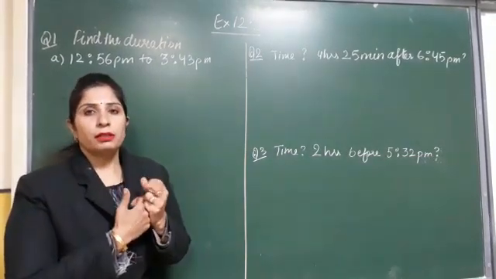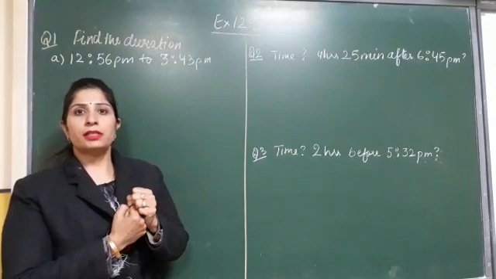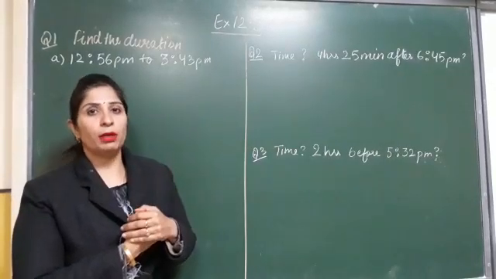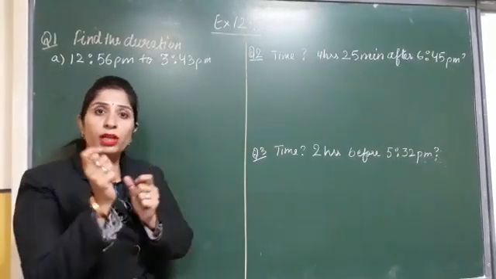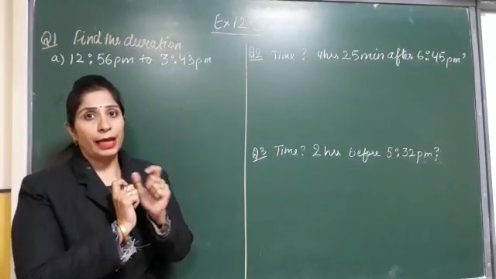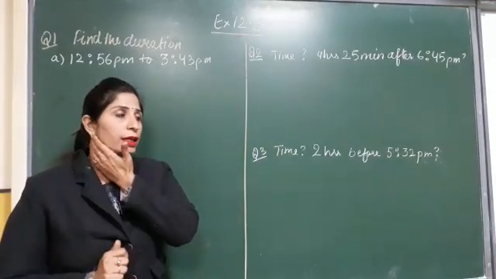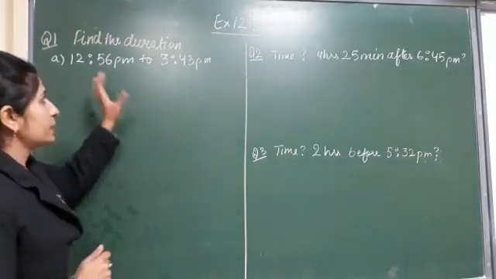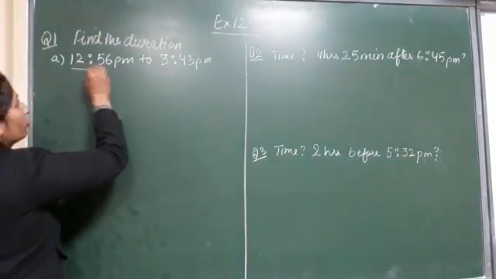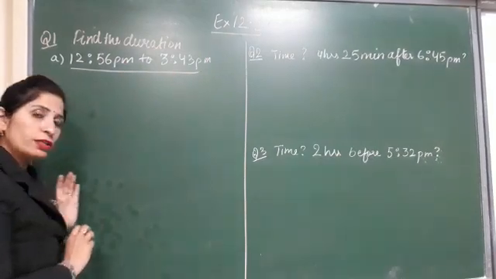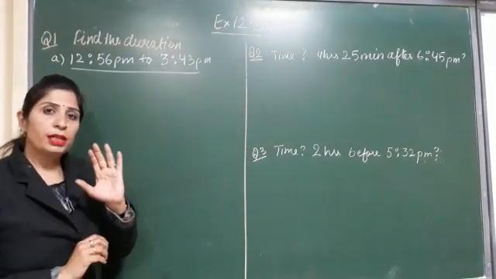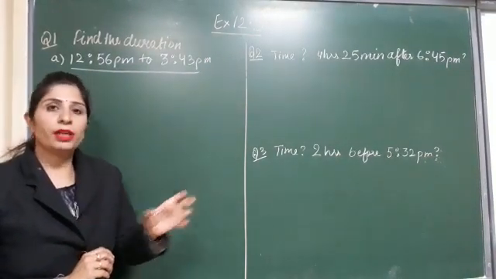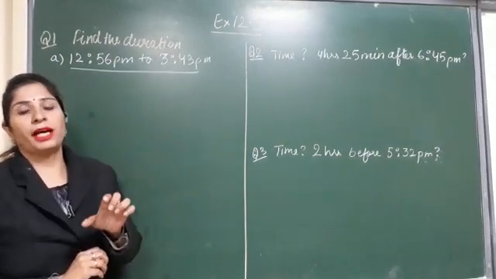So the first type of story problem is that you need to find out the duration between the two times given. You have done it in your class 4th also. So let us start to find out the duration. First of all, do you know what is the duration? Duration is the time taken between the two given times.